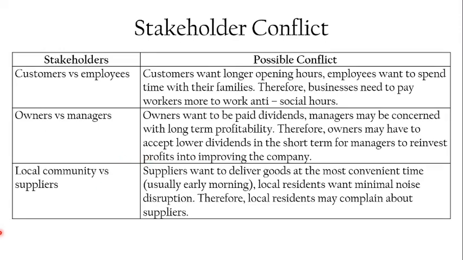Finally, in terms of another conflict, well, the local community may have a conflict with the suppliers of a business. Suppliers are going to want to deliver goods at the most convenient time, which might be early in the morning before rush hour, because then they avoid their workers sitting in traffic for long periods of time, which is inefficient for the suppliers. But local residents might want minimal noise disruption. So there could be complaints about suppliers if they're delivering out of hours or at times that are particularly noisy.